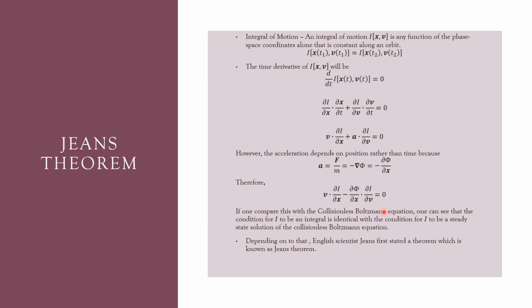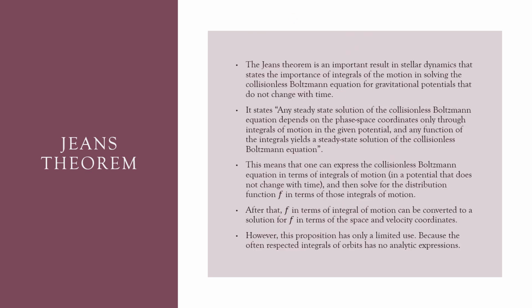Jeans theorem is a pivotal result in statistical mechanics, establishing a crucial link between the integrals of motion in celestial mechanics and the steady-state solution of the collisionless Boltzmann equation. Jeans theorem is a fundamental result that underscores the importance of integrals of motion in solving the collisionless Boltzmann equation for gravitational potentials that remain constant over time.